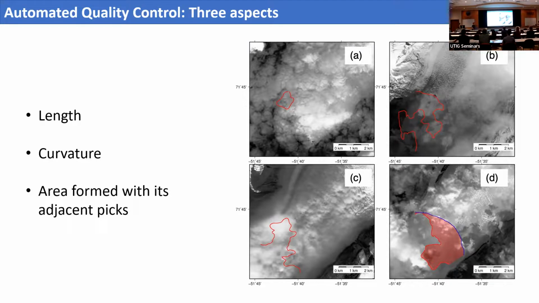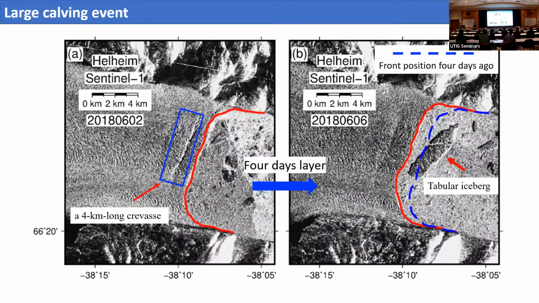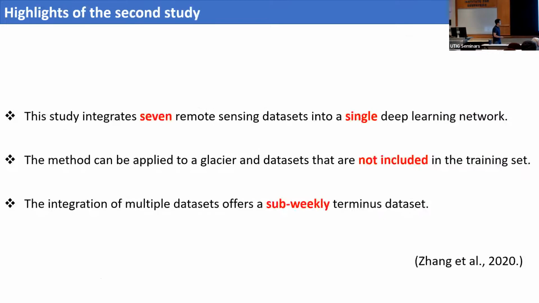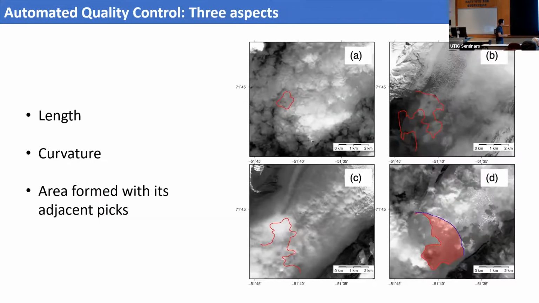That's a really good question. So actually, in reality, this can happen, because, as I mentioned here, there's a large calving event. Within 4 days, there's a jump. So that's why it is not just about the area formed with its adjacent peaks. We actually look at 5 consecutive peaks. We quantify the area formed with its adjacent peaks.